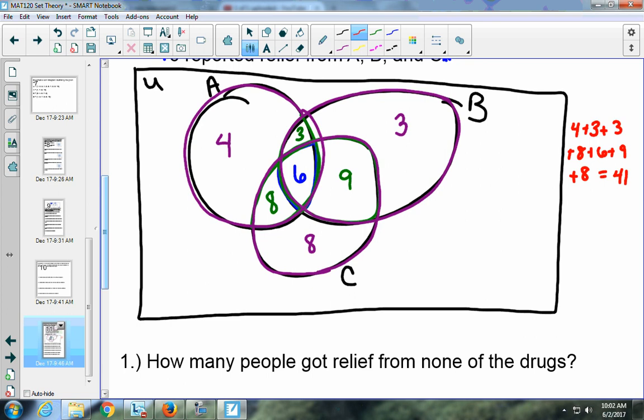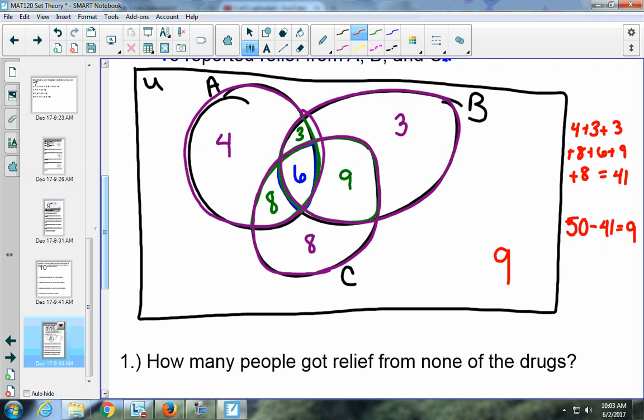That does not mean we did something wrong. It means that there's some people that did not get relief from any of these drugs. So to figure out how many people there are, we take those 50 people that were in the study and subtract 41, which gives us 9. So there's 9 people in that universal set that participated in the survey but did not get any relief from the drugs. Once we have this Venn diagram drawn, we can actually answer the questions.